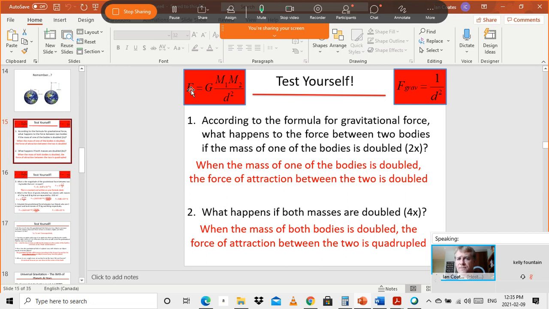The bigger the mass, and in this case doubling of the mass, you're going to double the force. Number 2, what happens if both masses are doubled? So I'm doubling M1 and I'm doubling M2. The same principle. I'm actually going to quadruple the force.